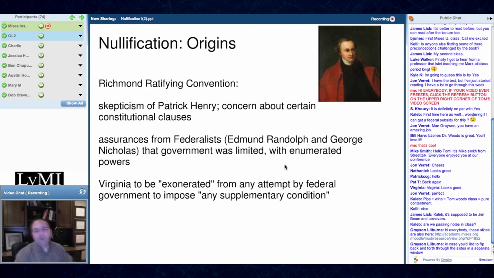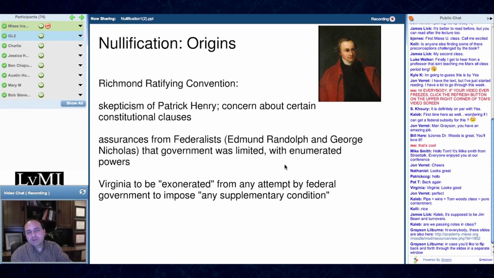Okay, so where does the idea come from? Well, I said that it receives its mature statement in Thomas Jefferson in 1798. We'll get to that in a second. But it's not Jefferson from whom the idea emerges fully formed.